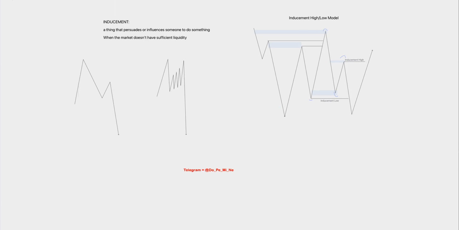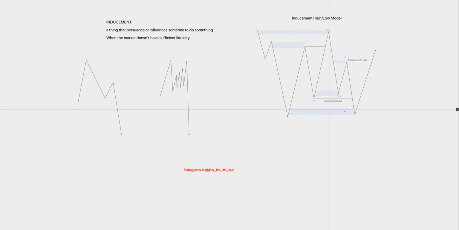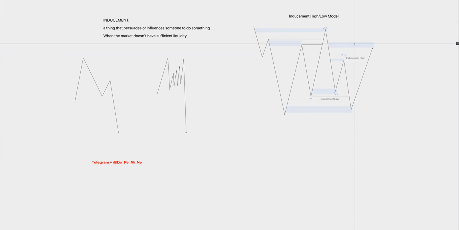So you can see that early buyers get swept. We get some sort of mitigation at the lows after the early buyers are swept below the inducement low. Now what we can do is look for buys all the way into this inducement high at the least. Then who knows? It all depends on the higher time frames, but maybe there could be a mitigation here and we can continue selling off.